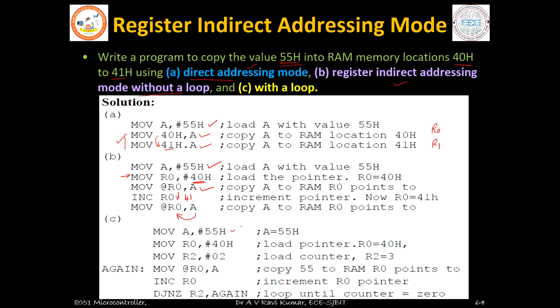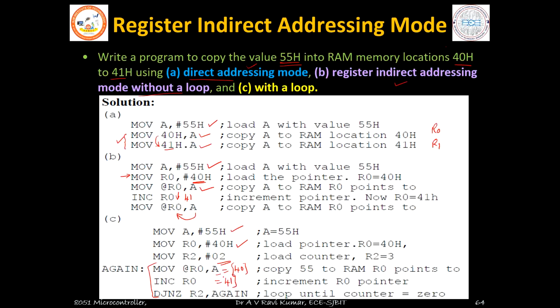I take the value into the accumulator. The pointed address is R0, pointing to 40H. How many values do I want to move? I am taking the two addresses 40 and 41, so the loop value is 2. So first, this is a very simple code. The accumulator content 55 is moved to the location pointed to by R0. This value is moving into 40H. Then increment R0. Now R0 becomes 41H.